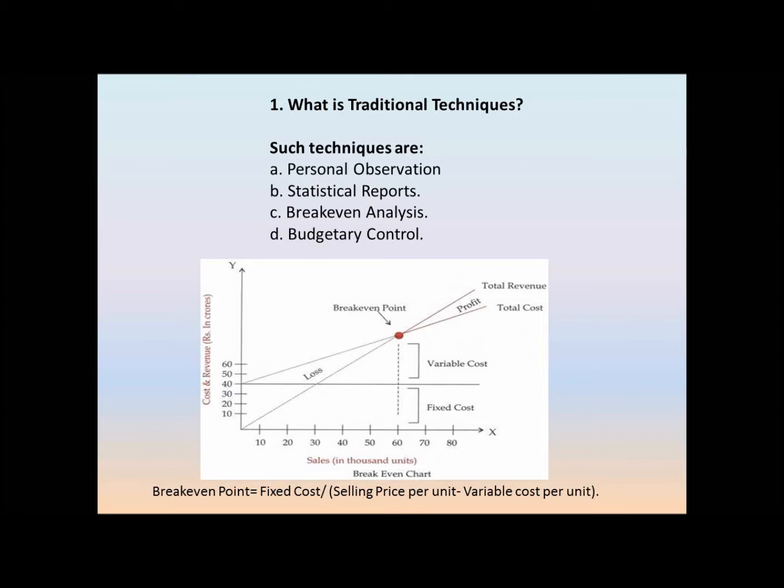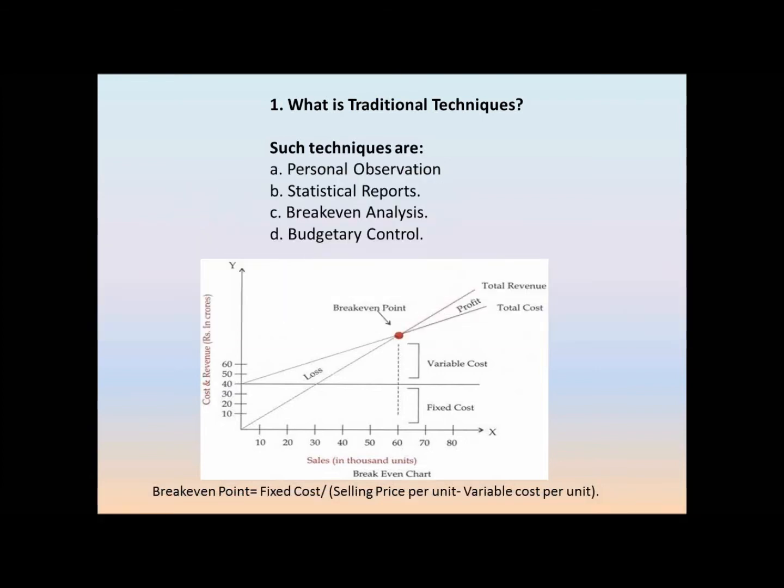Break-even point equals fixed cost over selling price per unit minus variable cost per unit. Through break-even analysis, a firm can keep a check on its variable cost and can also determine the level of activity at which it can earn its profit target.